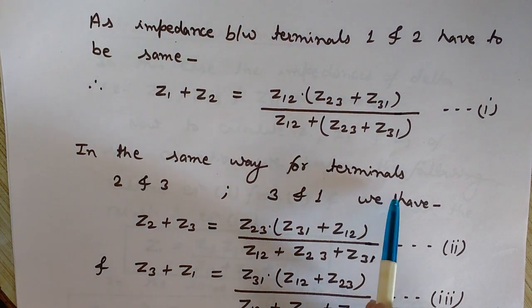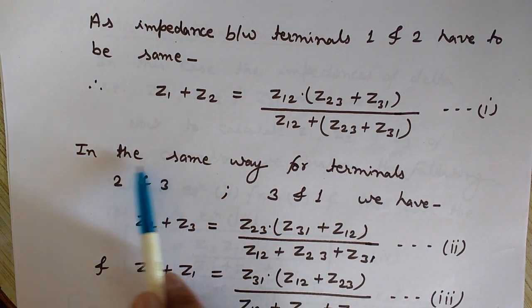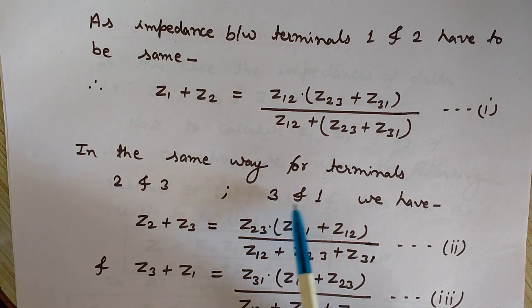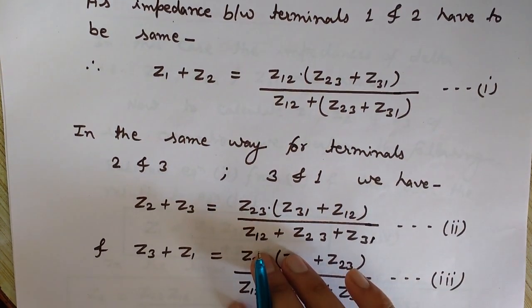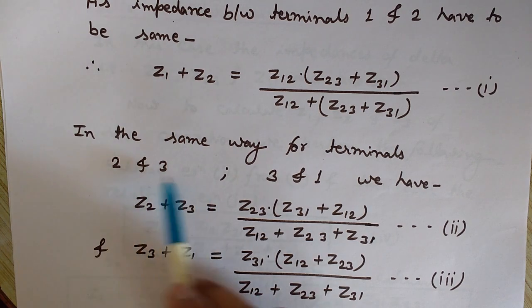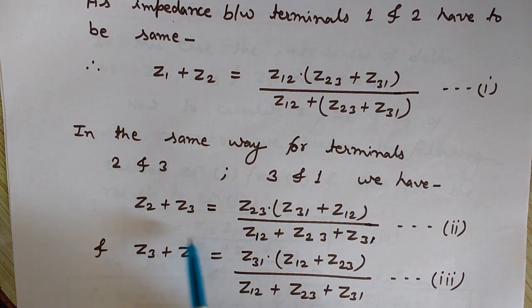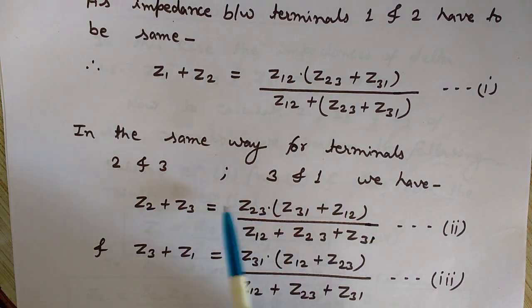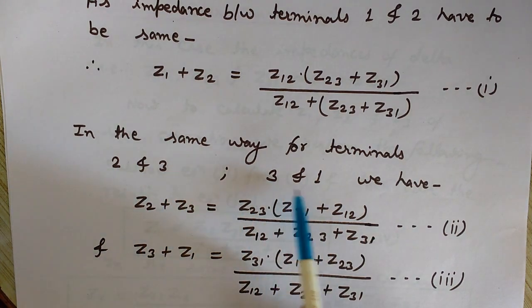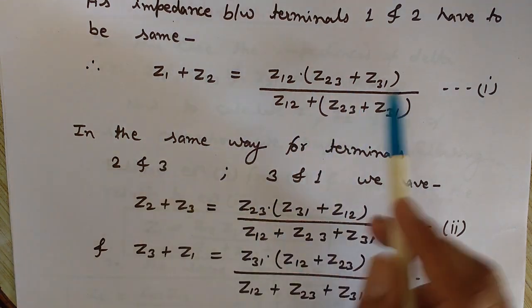In the same way, between terminals 2 and 3 and between terminals 3 and 1, we can have the same kind of equations. This one is for the star side, and this is for the delta side. This is for terminals 2 and 3, and this is for terminals 3 and 1, the equivalent impedance in the same way.